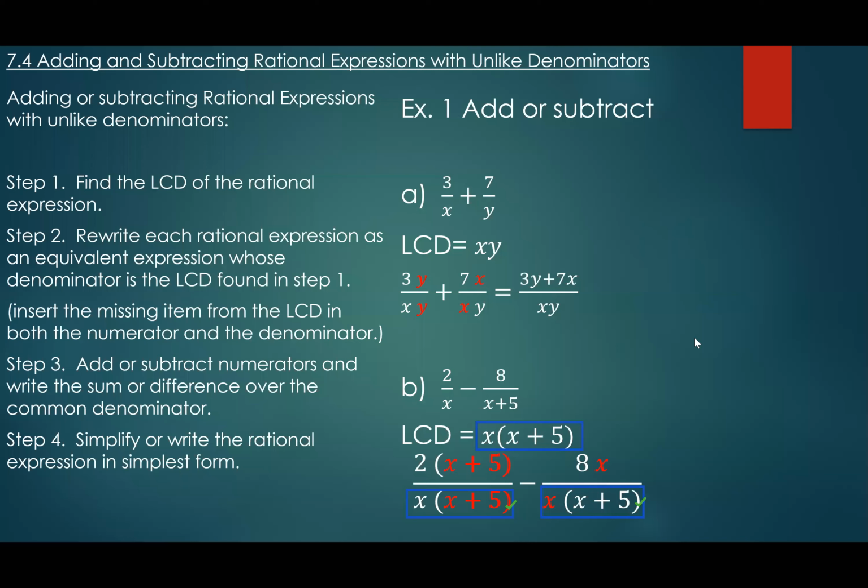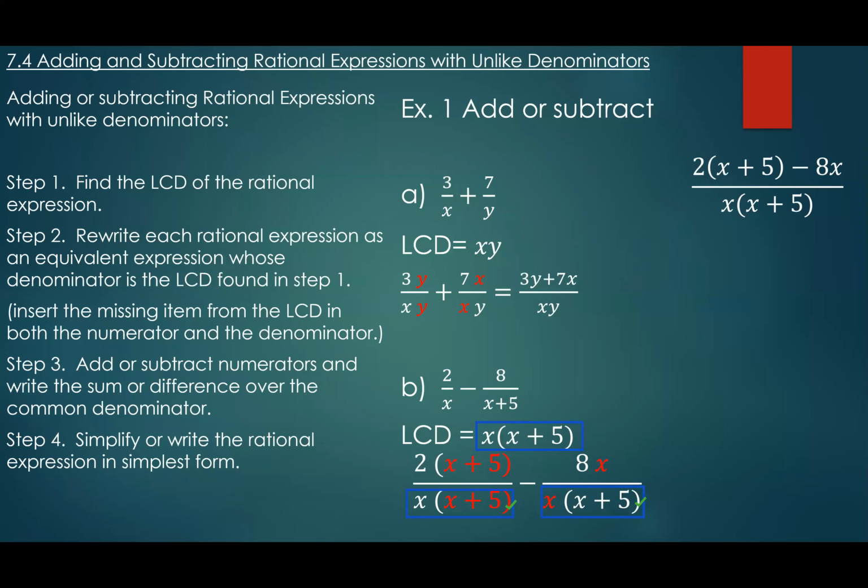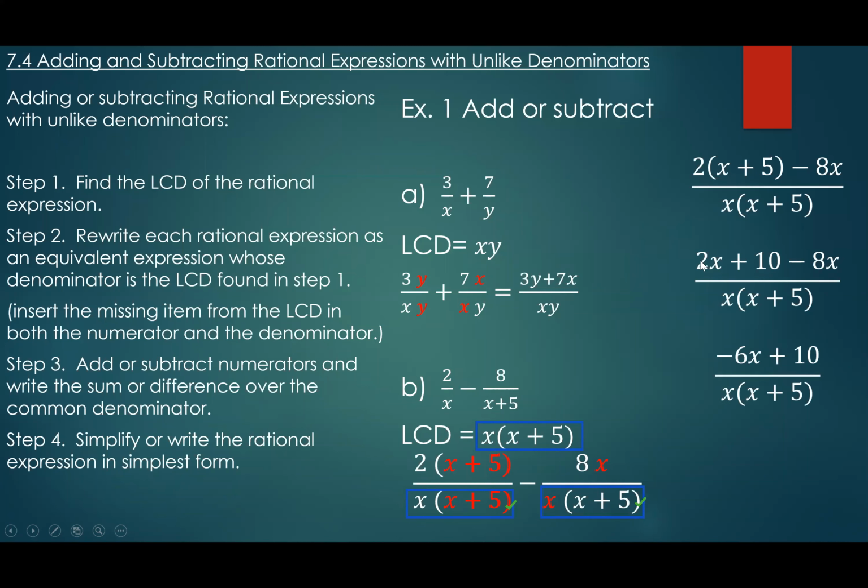So again, this is what I have. My numerator, I have 2 open parentheses, x plus 5, minus 8x. The denominator is the same. And once I have this, everybody see that I need to distribute the 2 in. 2 times x is 2x, 2 times 5 is 10, minus 8x. What is 2x minus 8x? Do you agree that 2 minus 8, a smaller number minus the bigger number, gives me a negative? So I have negative 6x plus 10. And this can be your answer.